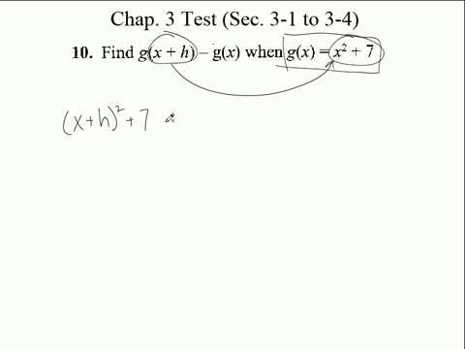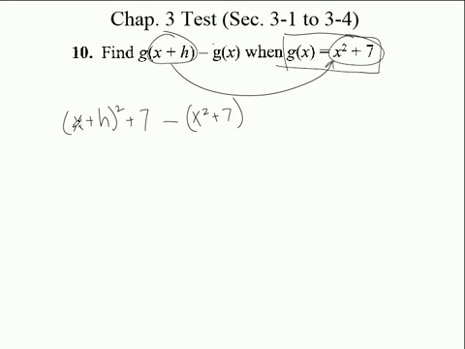Then we got to do the subtraction. Minus, so we've taken that whole thing, we're subtracting g of x. Well, what is g of x? G of x is this whole entire thing right here. So it's just, now it's a sum, so make sure you put it in parentheses, x squared plus 7. And now they just want you to simplify this thing.